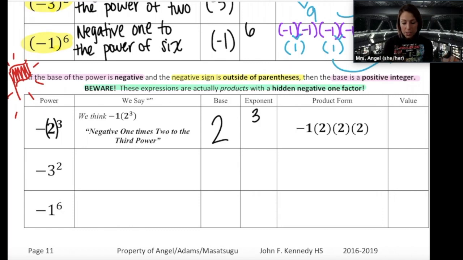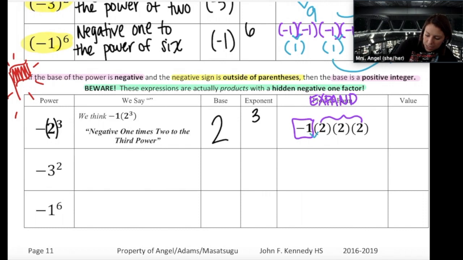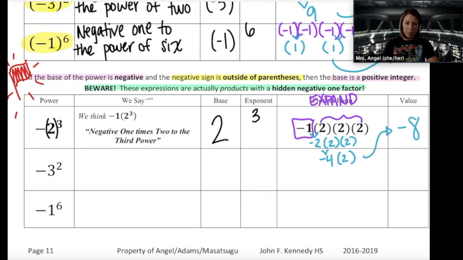The exponent's still 3, so here's our expansion, right? Here's where we expand. There is your power, 2 to the power of 3. And here is where that negative outside of parentheses comes in. It's a hidden negative 1, and those happen all the time in math. As we get into algebra, you're going to see hidden negative 1s all over the place. So negative 1 times 2 is negative 2 times 2 times 2, and I'm already out of room. So here we go. Negative 2 times 2 is negative 4 times 2 is negative 8. Yeah, I probably should have given you a little bit more room there, right? So the value here is negative 8, and it is a negative value, so I wonder if that's a pattern.